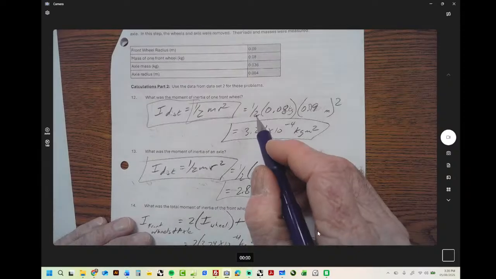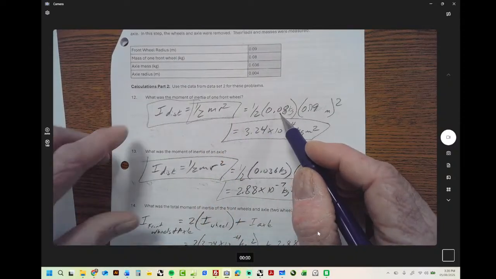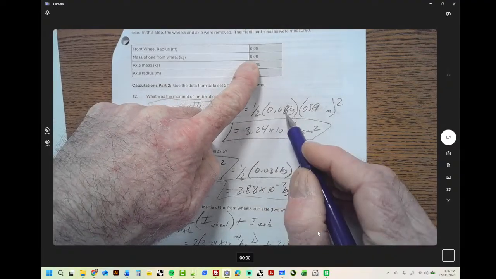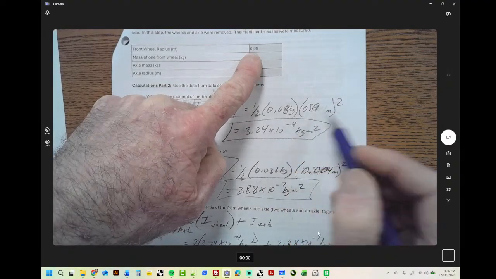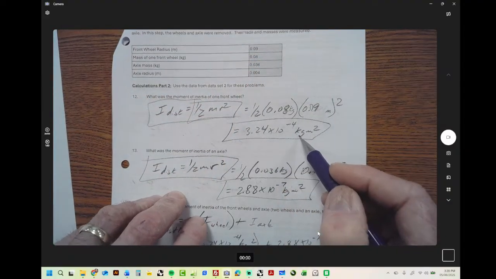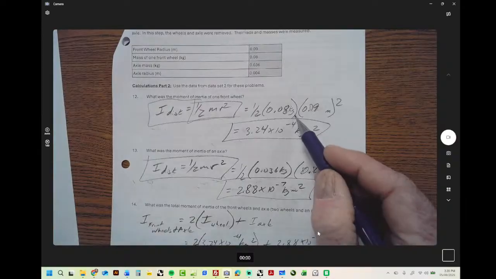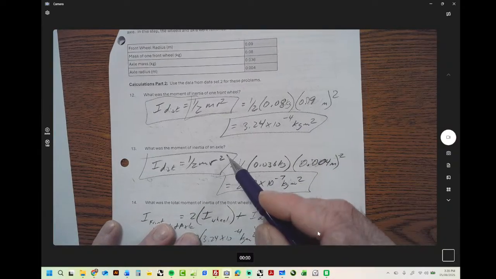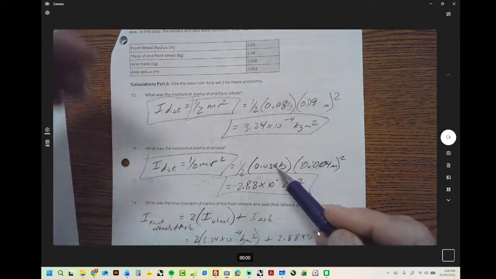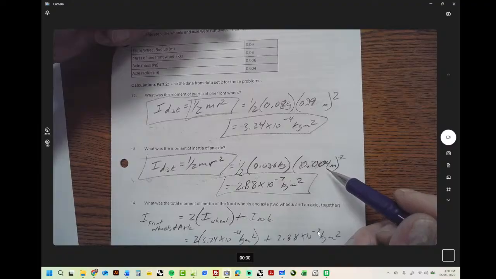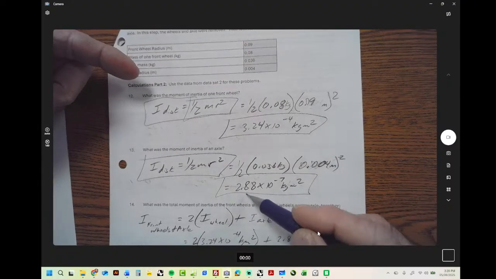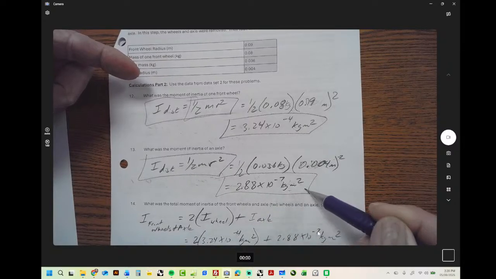So 1/2 mr squared for one of the front wheels is 1/2 times 0.08 kilograms times 0.09 squared. And that comes out to this, and the units are kilograms meters squared. For the axle, same thing. The mass, though, is 0.36, and the radius is 0.004. So that's this, and it's kilograms meters squared.